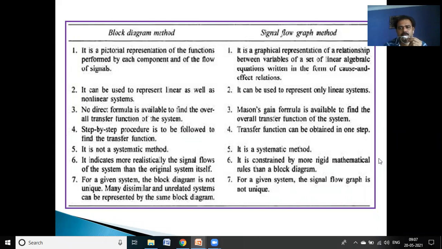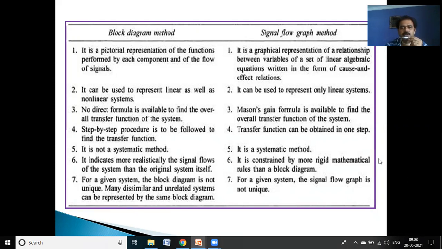In case of signal flow graph, it is a graphical representation of a relation between the variables of a set of linear algebraic equations written in the form of cause and effect. So once from the mathematical model, if we write in cause and effect form, directly we can represent the relation between the variables in graphical form. So that is signal flow graph representation. It is a pictorial representation.